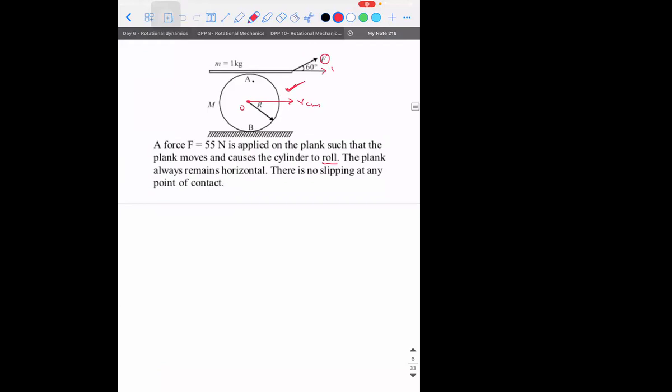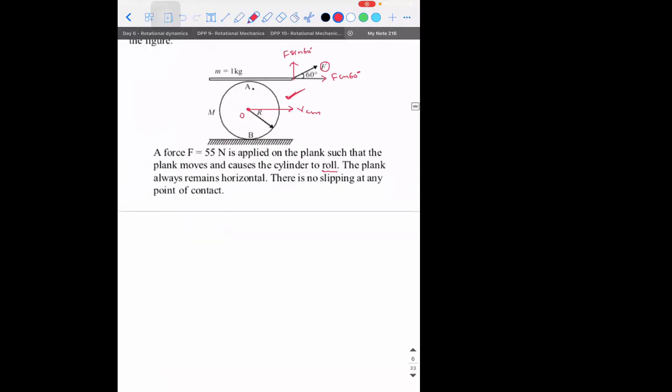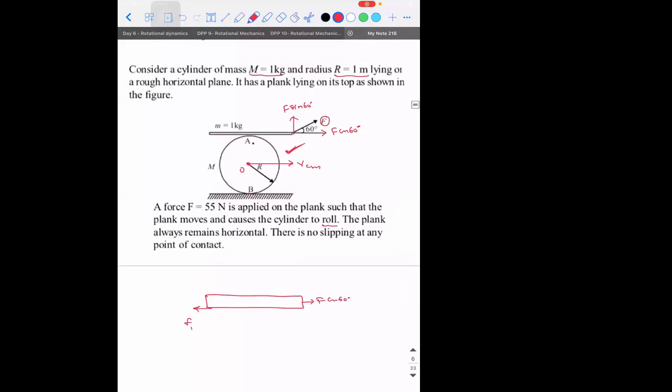So this force can be resolved into two components, F cos 60 and F sin 60. So if I take the plank, then what are all the horizontal forces acting on it? F cos 60 is acting to the right, and frictional force will act to the left. If I call it F1, why I'm writing it as F1 is because the floor is also there.